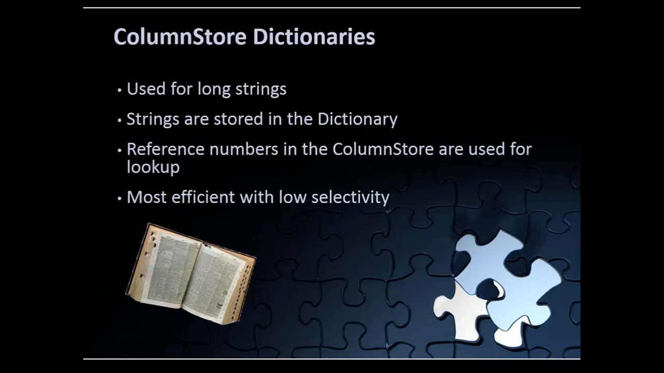ColumnStore dictionaries are used for long strings. The strings are stored in the dictionary, and reference numbers are used in the column store itself for lookup purposes. So it's just a number in the column store and that looks up a value in a dictionary. And that's most efficient with low selectivity, where you get the same strings being repeated lots of times.